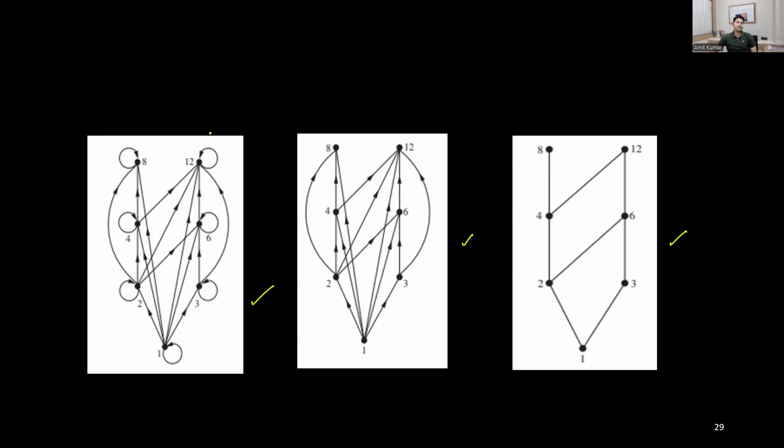Now, some authors use the direction, some do not. So it's your choice whether you want to use the direction or not. So this is how we draw the Hasse diagram of the given partially ordered set. This is the final diagram. The thing is, if you can draw it directly, just keep in mind that no reflexive edge should be there, no transitive edge should be there.